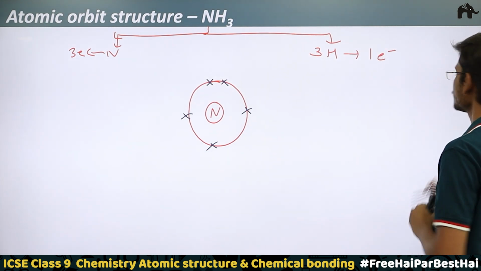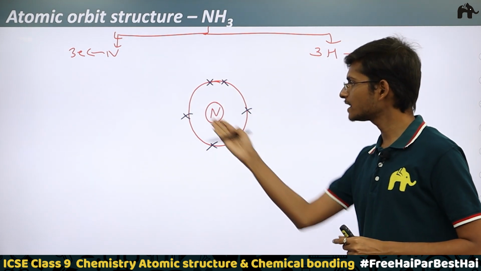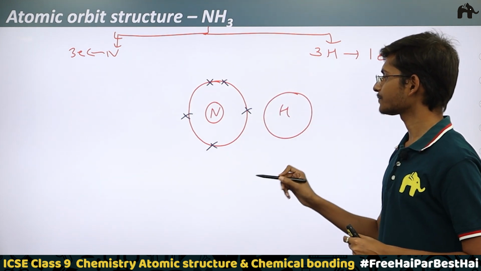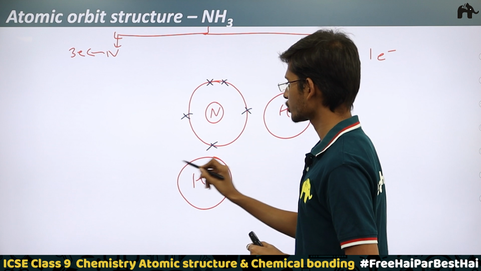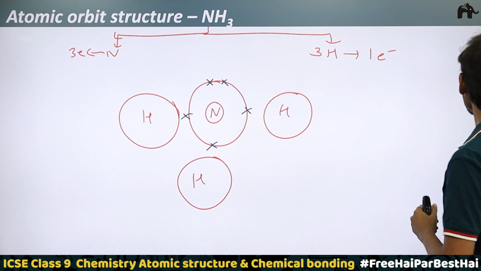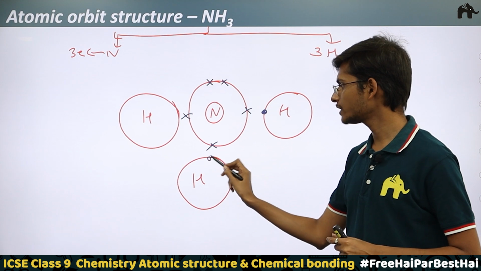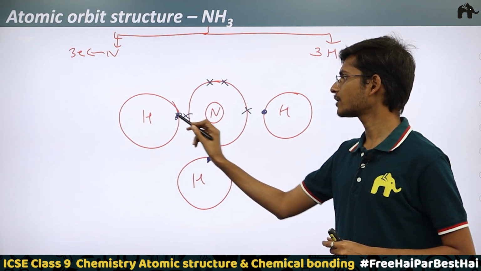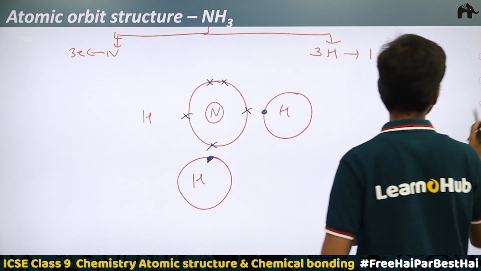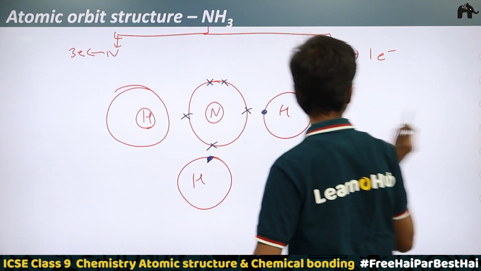Here are 3 hydrogen atoms, so I'm going to draw the 3 hydrogen atoms in such a way that they are in front of these 3 electrons, respectively. So this is the hydrogen atom, this is the hydrogen atom, and this is the hydrogen atom, in this way. Now showing the electrons of each hydrogen atom. This is the only electron of this hydrogen atom, this is the only electron of this one, and this is the only electron of this one. Oh, they are very close to each other, let's make them farther apart. Please, hydrogen atom, don't come so close to the nitrogen atom. I'm just joking.